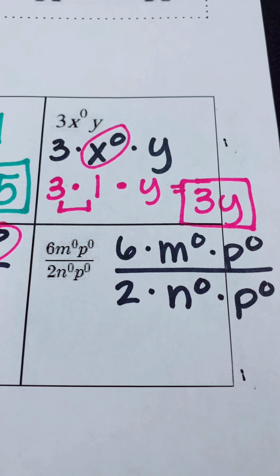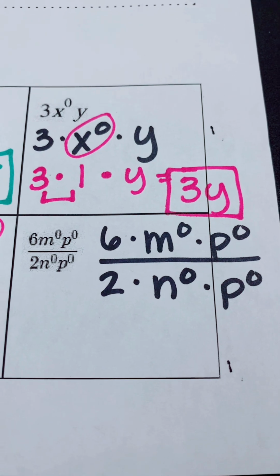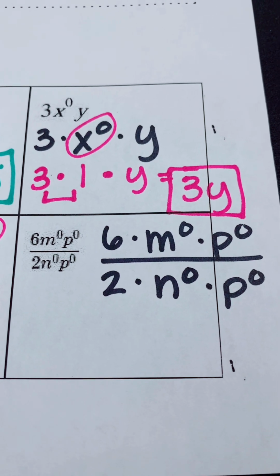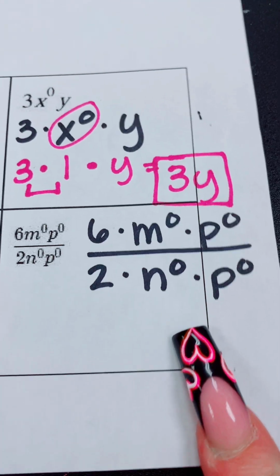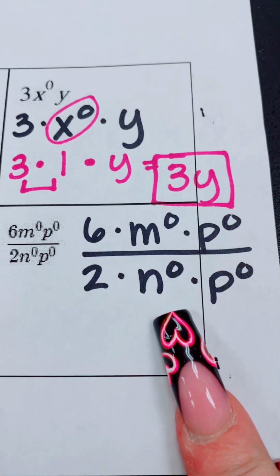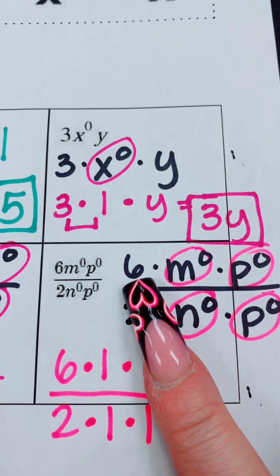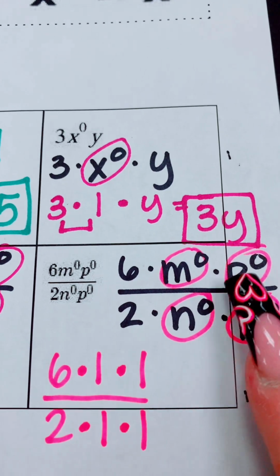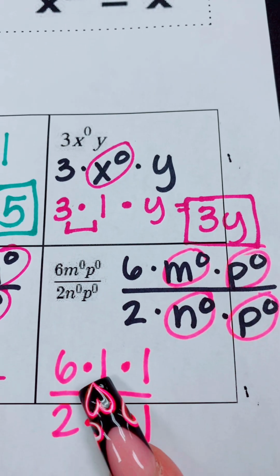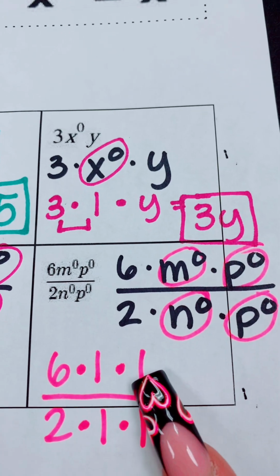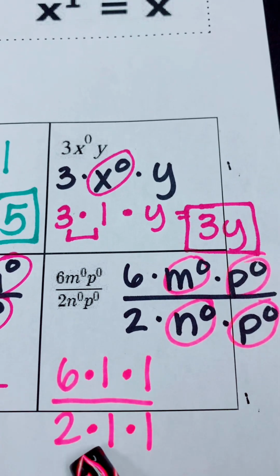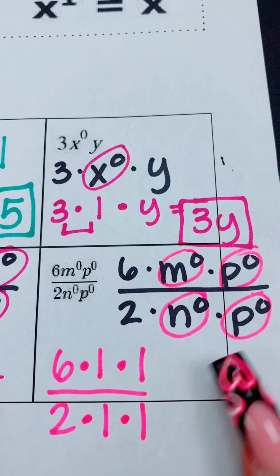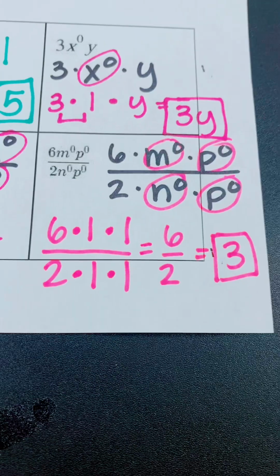Here we have 6m to the 0 p to the 0 over 2n to the 0 p to the 0. It can be expanded out showing multiplication as seen here. 6 stays where it's at. M to the 0 becomes 1. P to the 0 becomes 1. 2 stays where it's at. N to the 0 becomes 1, and p to the 0 becomes 1.